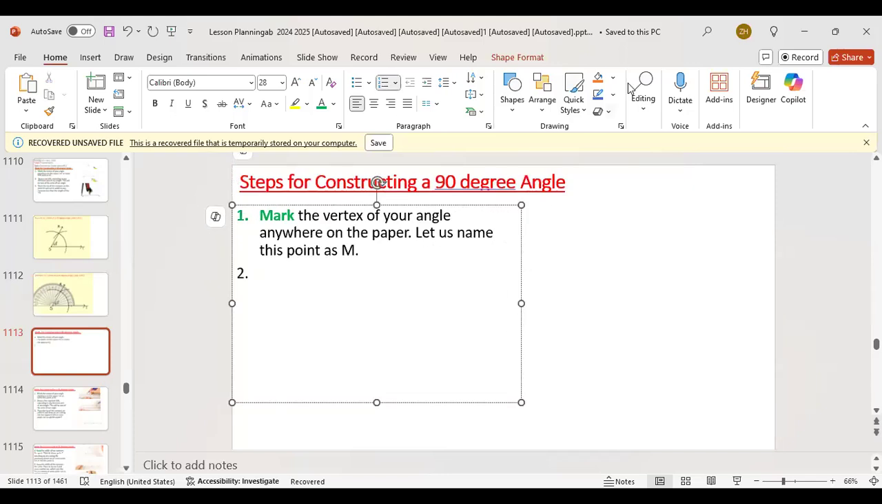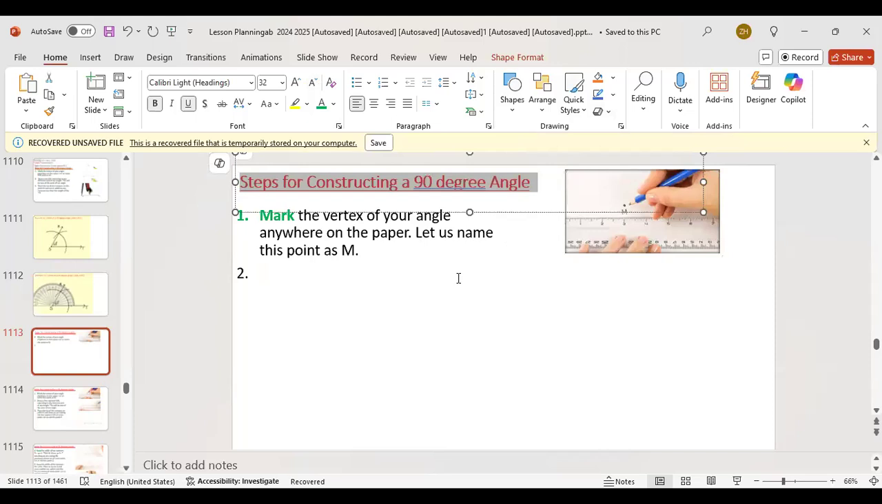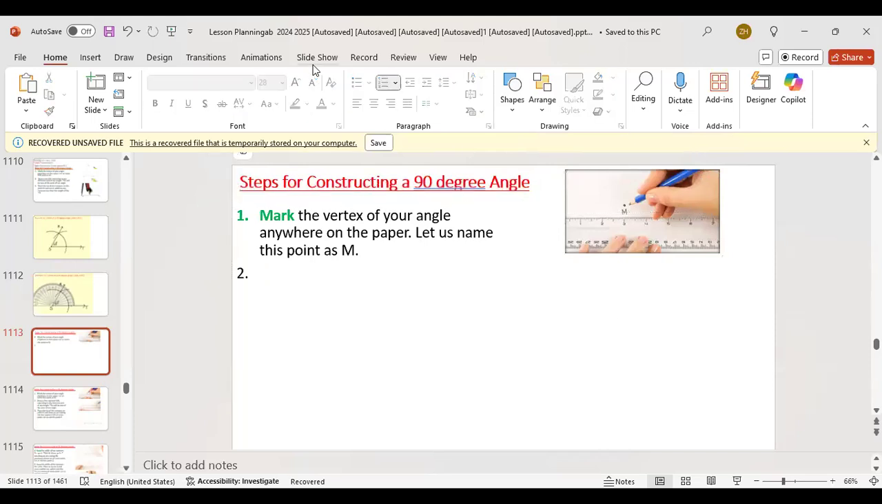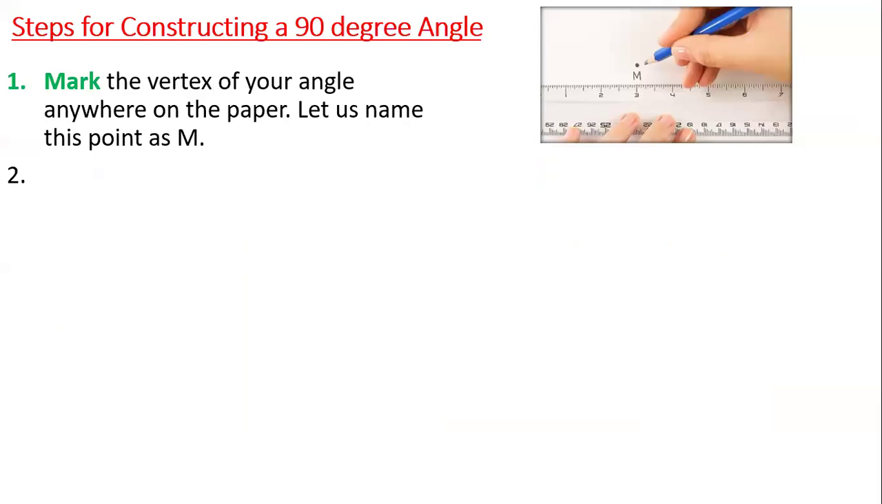The second thing that we're going to do, so let me show you all what I mean by that. Go ahead, Nakaria, read the first step. Mark the vertex of your angle anywhere on the paper. Let us name the point as M. Very good. So we call this M.